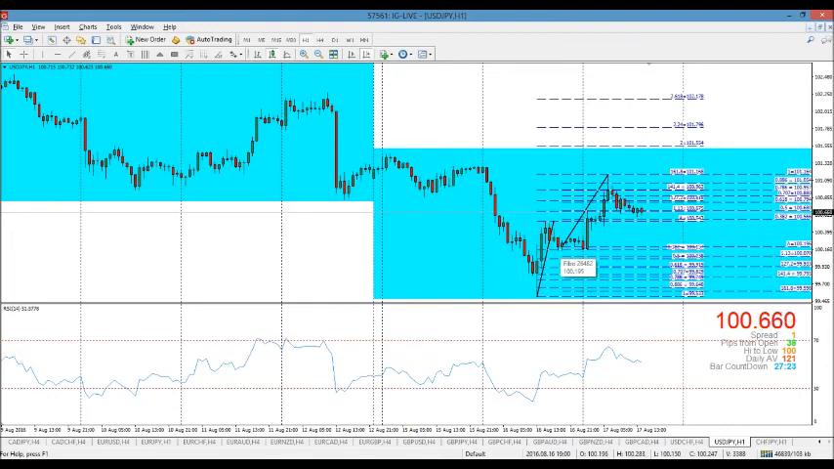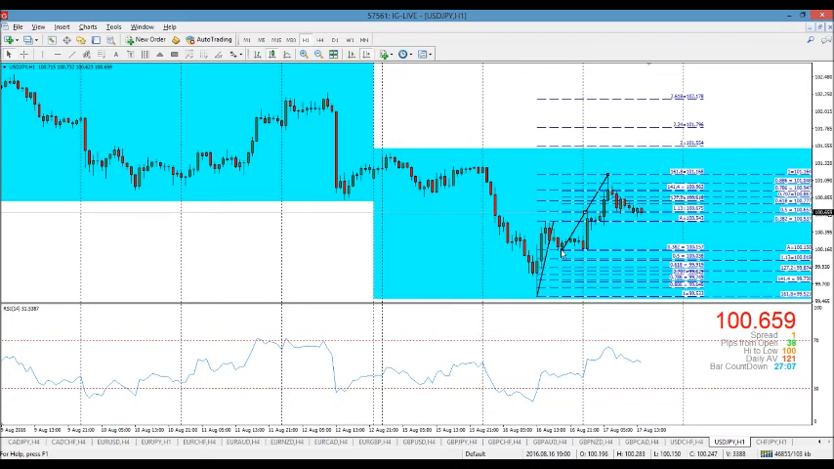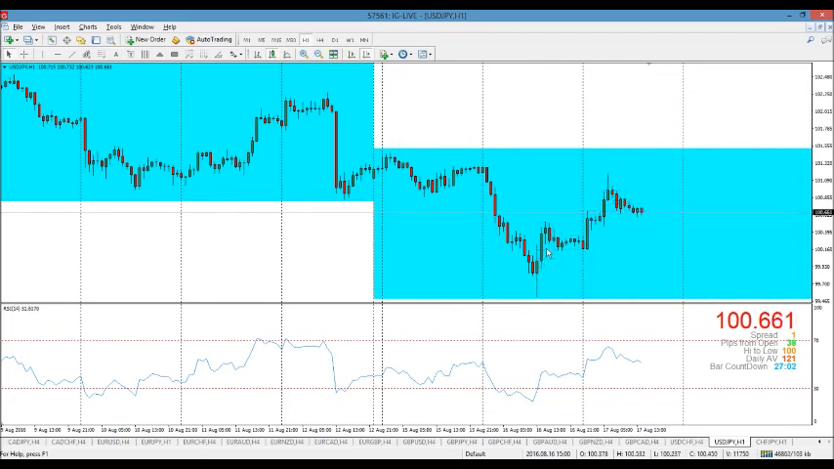I do see some sort of a shark pattern here. It's not very clean, but at around 99.60. So still about 100 pips away. But it is definitely something that I would consider, because it just seems like the yens are consolidating.